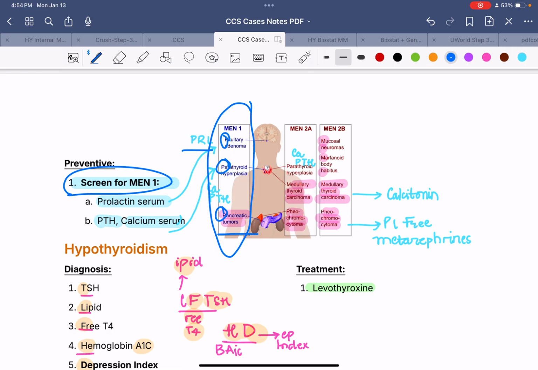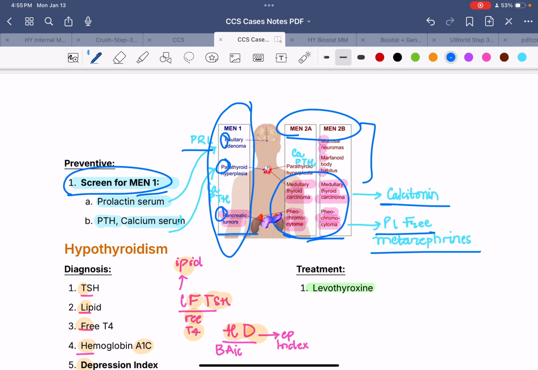Okay, then we have MEN2A and MEN2B. So let's quickly discuss them over here as well, since we are discussing MEN1. So we know what we are going to screen for in case a person has a pheochromocytoma or is diagnosed with medullary carcinoma of the thyroid: we need to screen for both MEN2A and MEN2B. Diagnosis of MEN2B will be straightforward. Of course, the patient would have mucosal neuromas and marfanoid body habitus. So if a patient presents with these two, then be sure that you have to screen him for medullary carcinoma of the thyroid with calcitonin levels and pheochromocytoma with plasma-free metanephrines level.